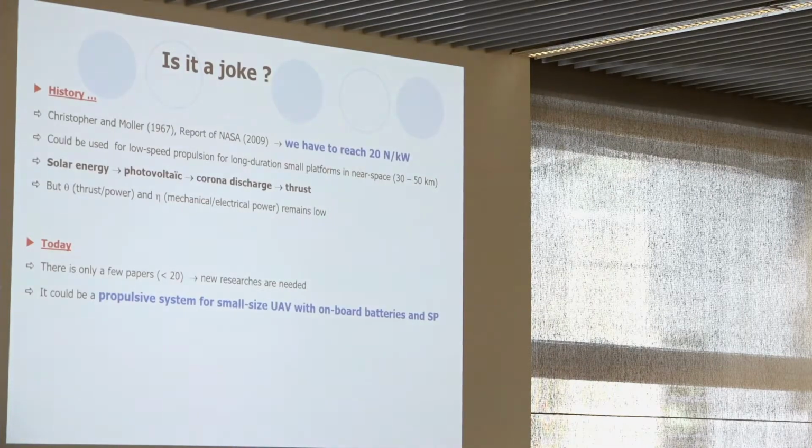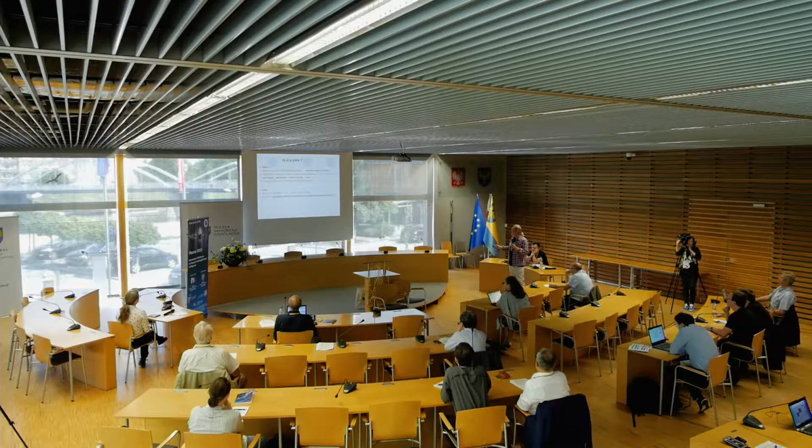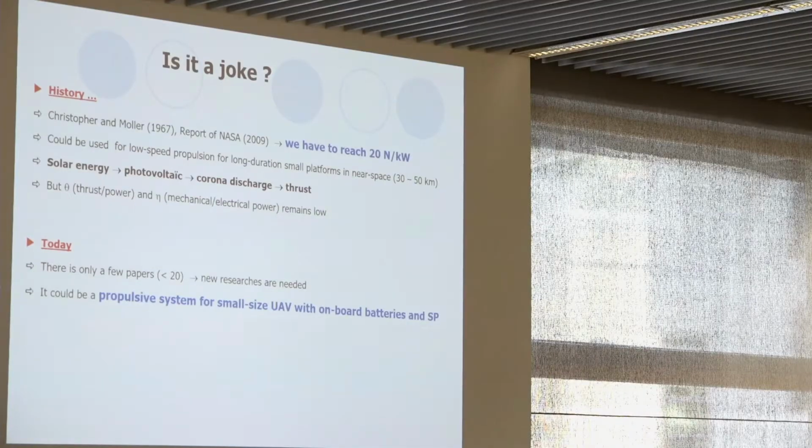So, a little history. The first scientific publication of this topic was the one of Christenson and Moore in '67. And there has been a very important report by NASA in 2009, when they explained that we have to reach an effectiveness of about 20 Newton per kilowatt and a thrust density of 20 Newton per square meter to be maybe useful for atmospheric thrust.